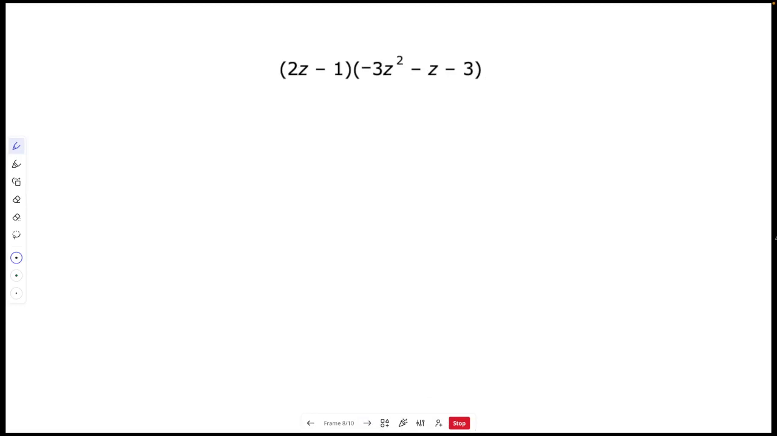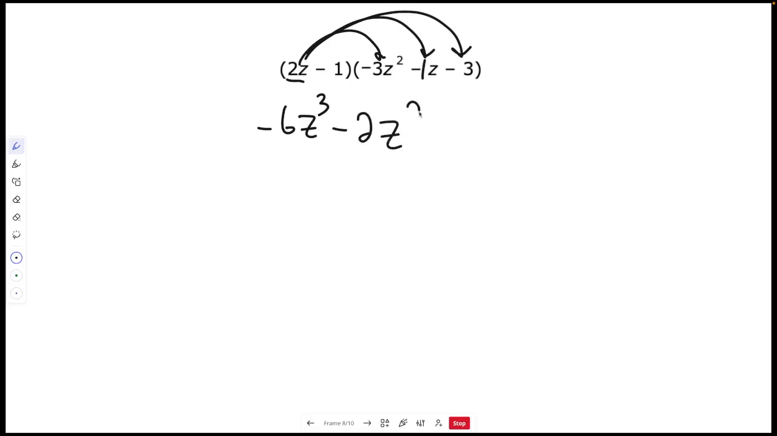All right. Last problem, think of this as distributive, okay? So we're going to take this 2z and we're going to multiply by everything in the parentheses. So 2z times -3z is -6z cubed. 2z times negative, remember there's a 1 there, so that's -2z squared. Then 2z times -3 is -6z. And now we take the -1 and we distribute it again. Everything in the parentheses. So now we're going to have plus 3z squared plus, say, 1z or plus z, and plus 3.